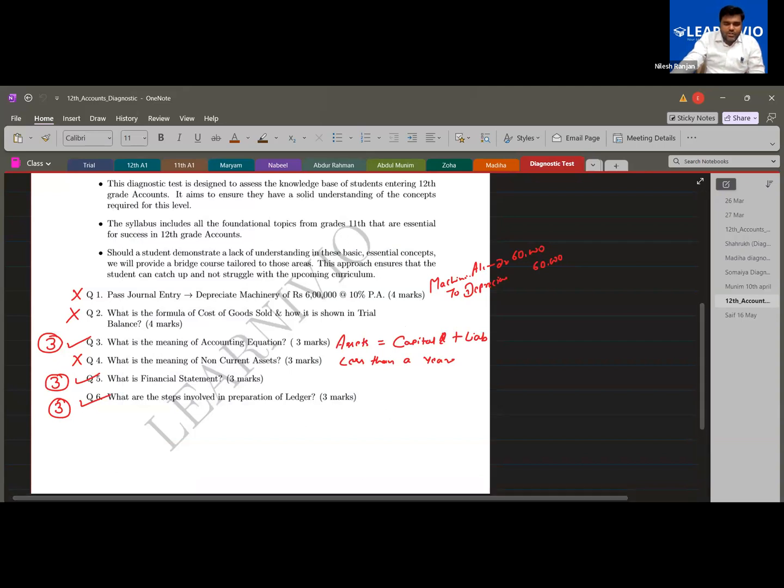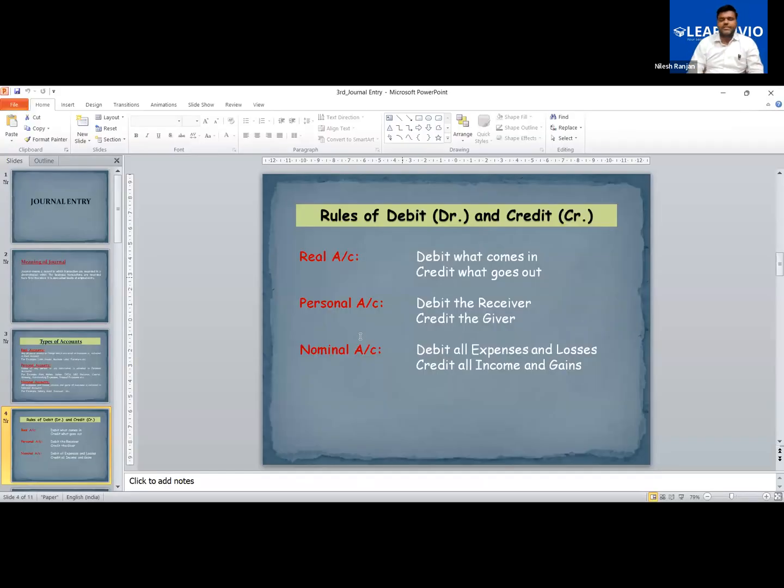Also, the cost of goods sold, you didn't tell me, but let me explain this first, then we'll discuss the cost of goods sold part. So, real account is debit what comes in, credit what goes out. Every time you see a transaction, you have to find out which accounts are included in that transaction. Like purchase goods for cash. So there is goods and there is cash. In every transaction, there will be two items. Maybe one of them is real, personal, or nominal, and the other one is also real, personal, nominal. So the category may be different, but there will be at least two accounts always.